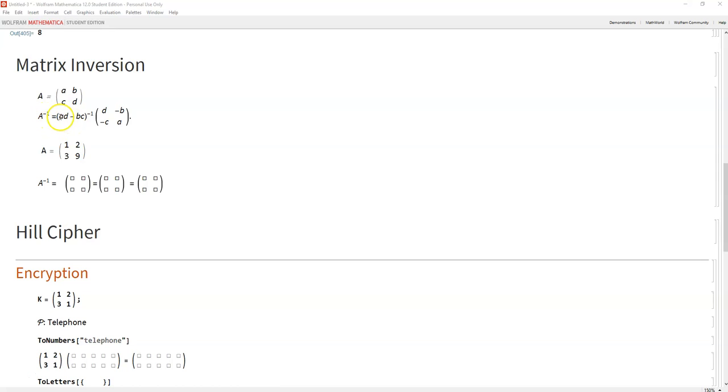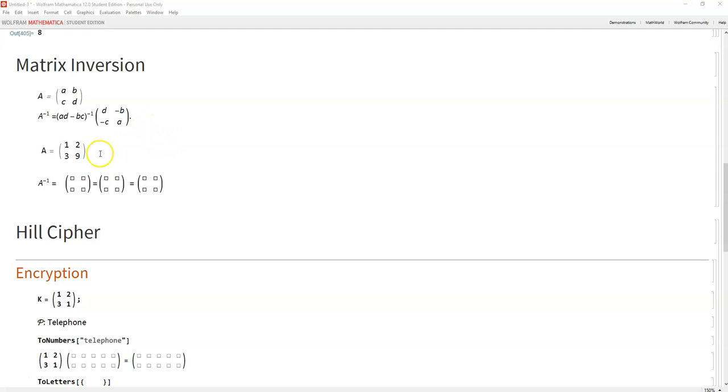Namely, for A inverse, I take that determinant, I take its inverse, and I multiply it by this matrix here. I get to this matrix by taking my original matrix, reversing my diagonal entries, and negating my off diagonals. We're working mod 26, so when I'm all done, I would then reduce it mod 26 so that I would get values between 0 and 25.